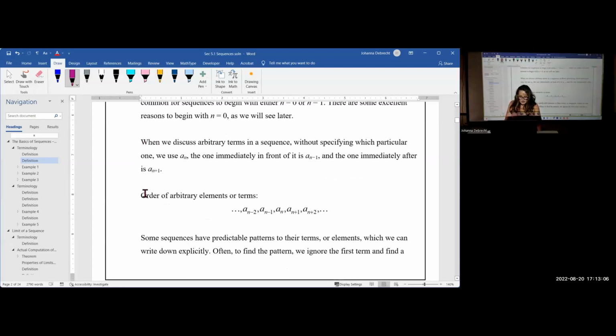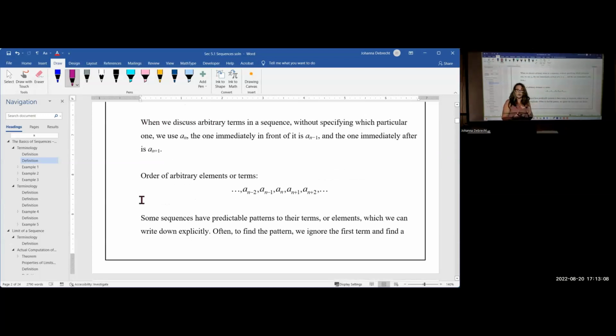Now, let's talk about what happens when we're talking about an arbitrary term in the sequence. If we don't want to talk about the first one, the second one, the third one, or any particular value, we just want to talk about an arbitrary one, we tend to call it a sub n. So we call it a sub n, which is what you see right here. And then in order to know what's immediately in front of it and what's immediately after it, we need to be able to write them in order.